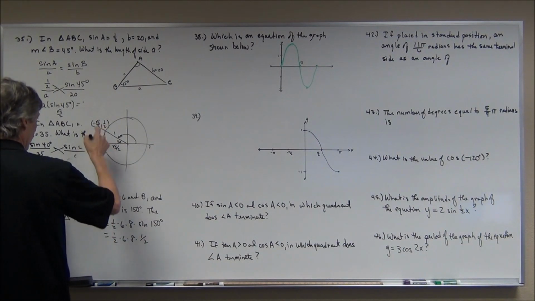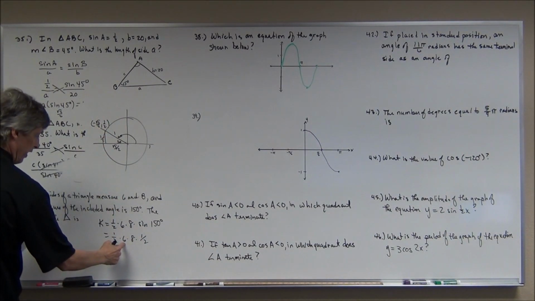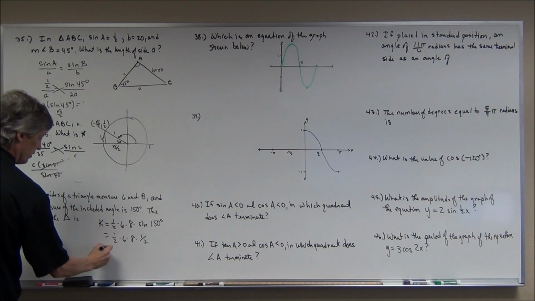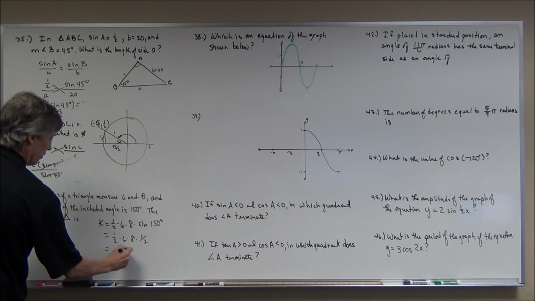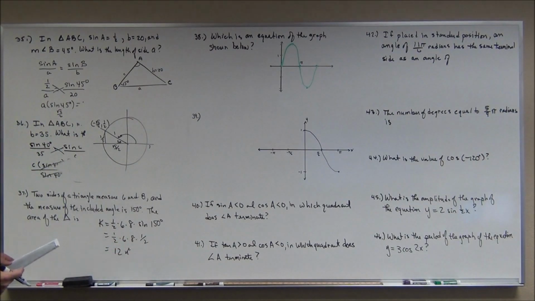The sine of 150 is the y. So let's see, half of 6 is 3, and half of 8 is 4, so this is 3 times 4, which is 12 square units. I don't think there were any units given, and they only have a 12.